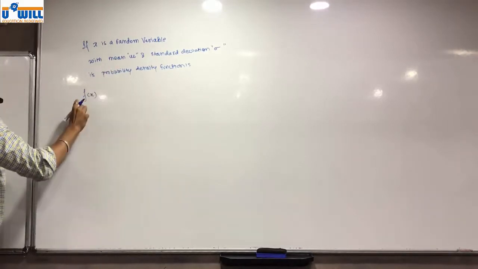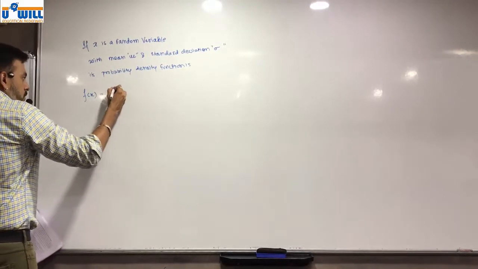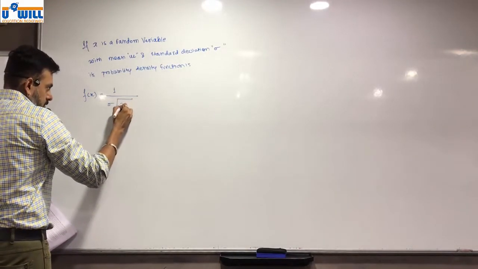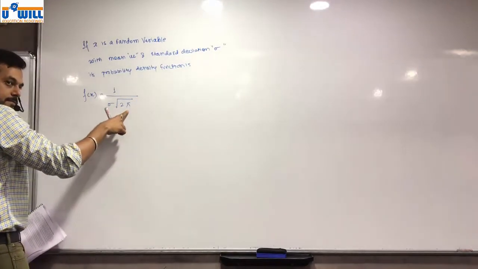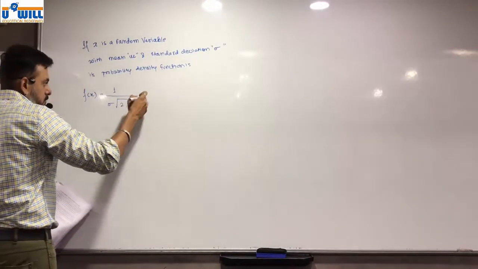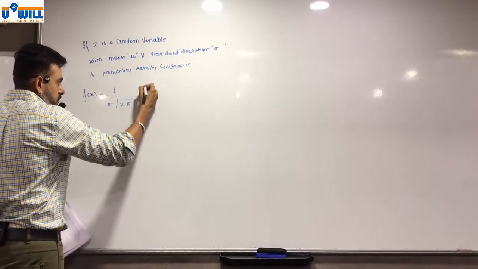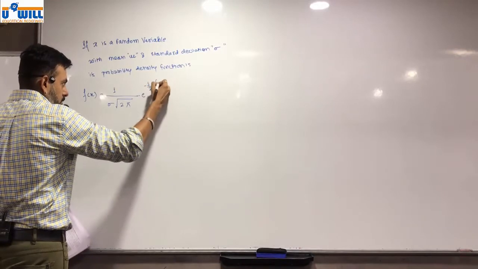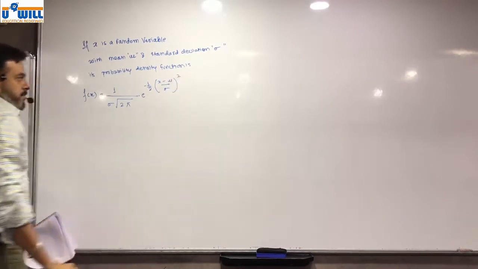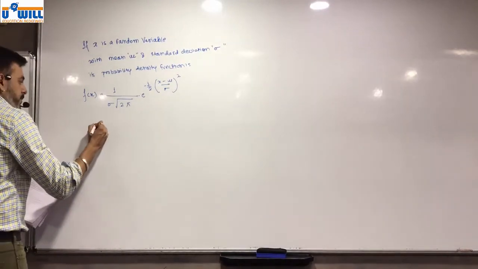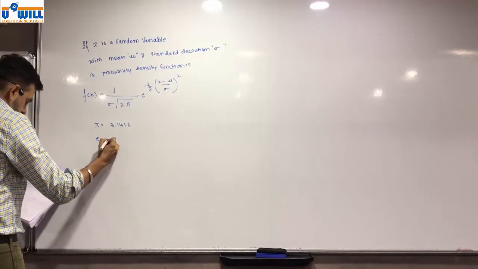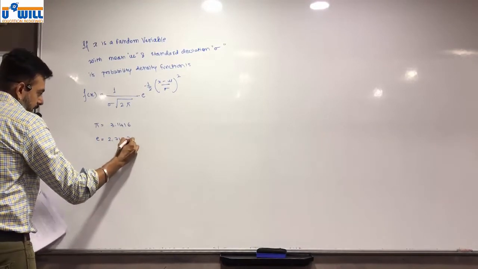Probability density function is equal to 1 upon sigma under root 2 pi. You know what is pi? 3.14. Okay. 2 pi into e raised to minus 1 by 2 x minus mu upon sigma the whole square, where pi is equal to 3.1416 and constant e is equal to 2.7183.